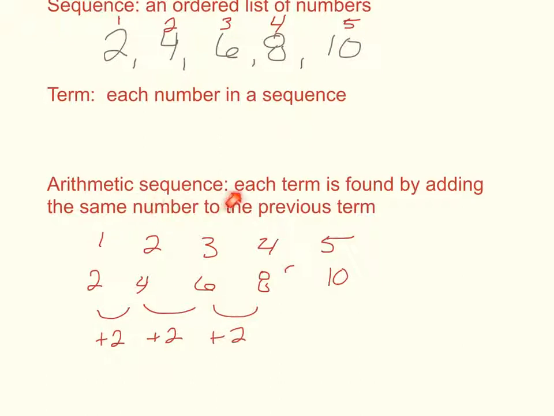So in an arithmetic sequence, each term is found by adding the same number to the previous term. The arithmetic sequence right here, ladies and gentlemen, would be adding 2. For each term, I add 2, and I get the following answer. For term number 1, I start with 2. To get to term number 2, I add 2 to 2, and I get 4. To get to term number 3, I add 2 to 4, and I get 6.